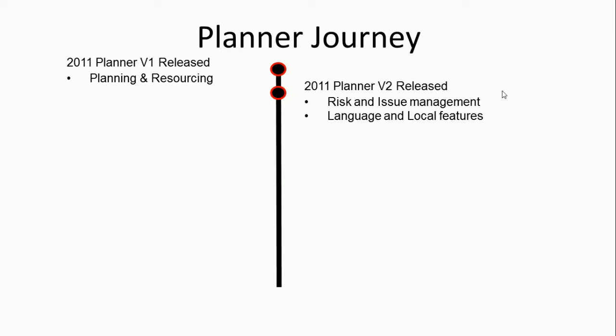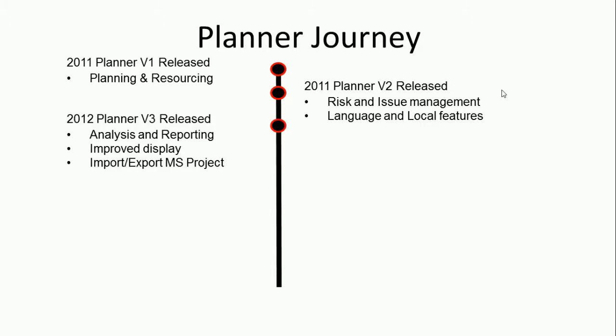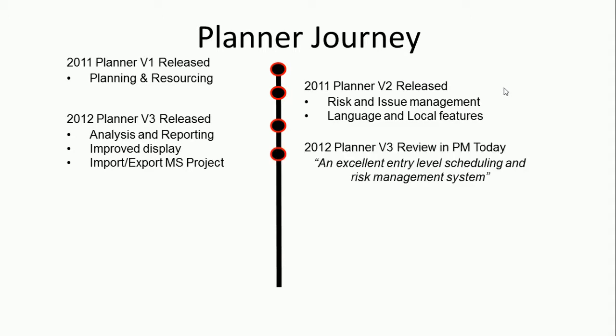We extended that later in 2011 based on really positive feedback to add risk and issue management as well, and language and locale features. The next year, 2012, saw Planner version 3 released, adding analysis, filtering of task risks and issues, reporting via printing options, some improved display, and the ability to import and export backwards and forwards with Microsoft Project. So not unsurprisingly, when it was reviewed in 2012, Planner version 3 by Project Manager Today said it was an excellent entry-level scheduling and risk management system.